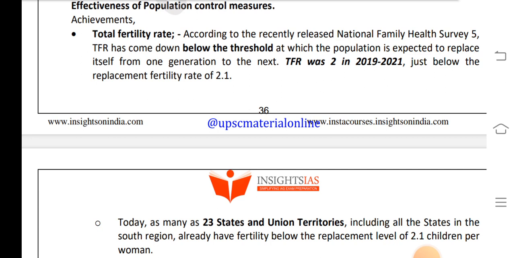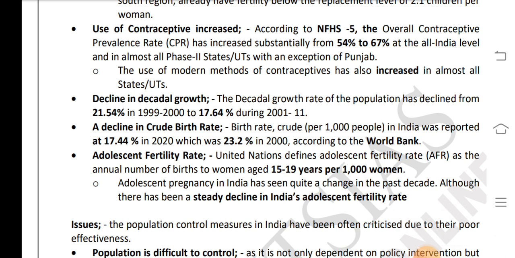Achievement: total fertility rate. According to the recently released National Family Health Survey 5, TFR has come down below the threshold at which the population is expected to replace itself from one generation to the next. TFR was 2 in 2019-21, just below the replacement fertility rate of 2.1. Today, as many as 23 states and union territories, including all the states in the southern region, already have fertility below the replacement level of 2.1 children per woman.